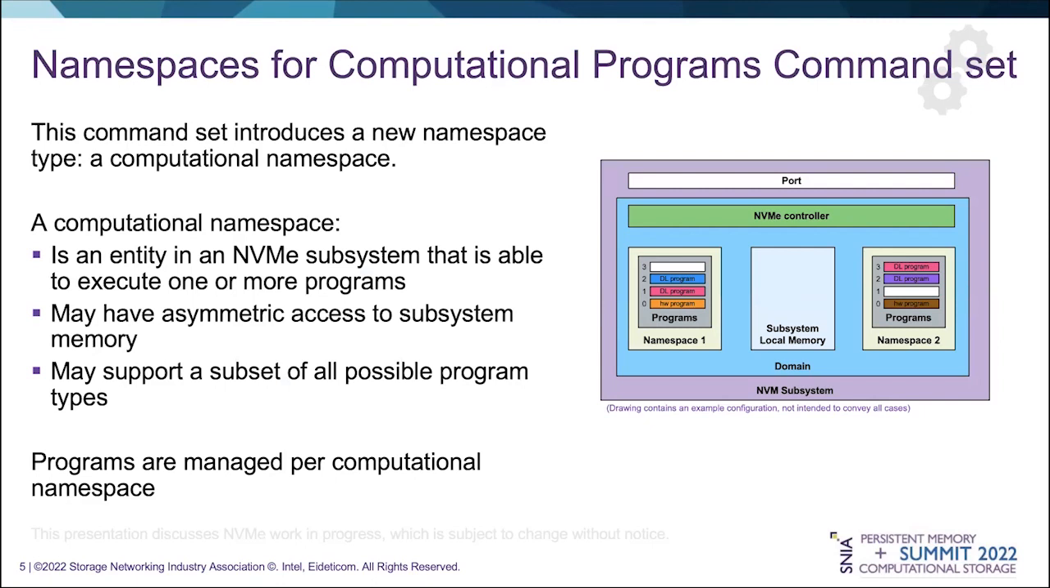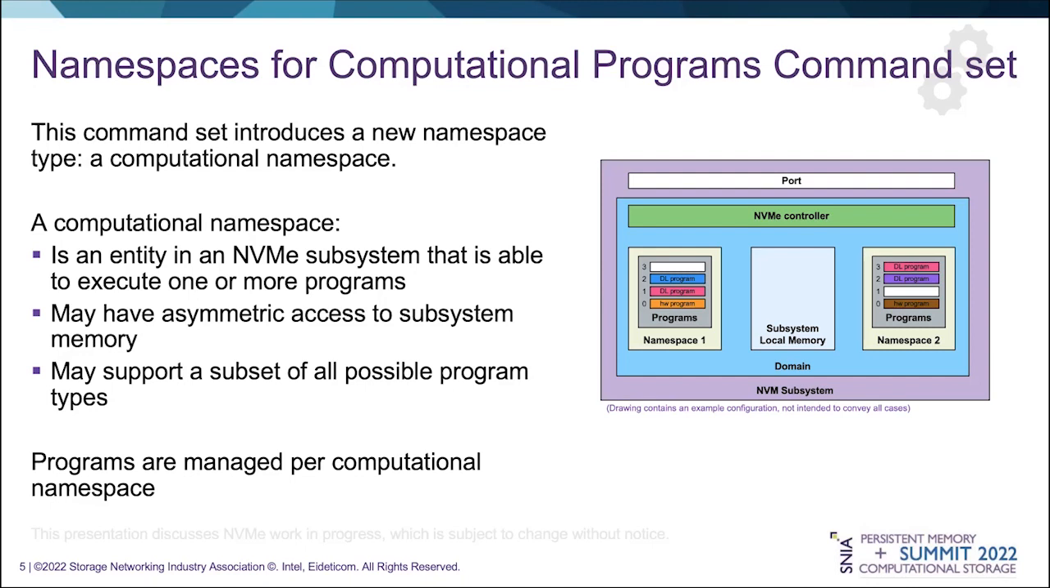So one thing that is newly introduced by this technical proposal is namespaces for computational programs commands. So this command set, to back up a little bit, this is technical proposal 4091 in NVMe, and that proposal introduces a new command set and a new namespace type. And that new type is a computational namespace. So a computational namespace is an entity in an NVMe subsystem that's able to execute one or more programs.